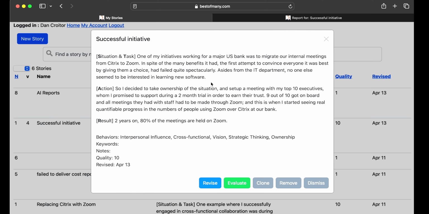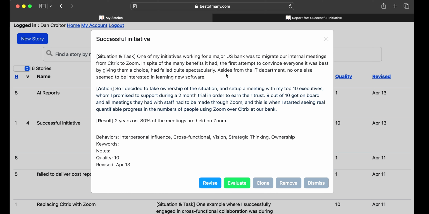So one of my initiatives working for a major US bank was to migrate our internal meetings from Citrix to Zoom. In spite of the many benefits it had, the first attempt to convince everyone it was the best by giving them a choice had failed quite spectacularly. Aside from the IT department, no one else seemed to be interested in learning new software. So I decided to take ownership of the situation and set up a meeting with my top 10 executives, whom I promised to support during a 2-month trial in order to earn their trust.